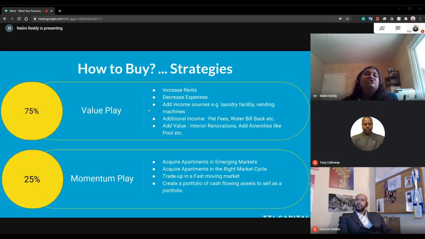So that's basically, in a nutshell, how we take maximum control of that value play and increase our net operating income. In addition to that, if you remember my little sine curve, we do believe in buying in the right market. We don't have to buy a complex right next door to our home. We can buy a complex anywhere in the United States that's experiencing that buyer's market too, and let the market help us push the value. So we acquire apartments in those emerging markets. We make sure we're buying in the right market cycle, right? Between buyer's market two and seller's market one.